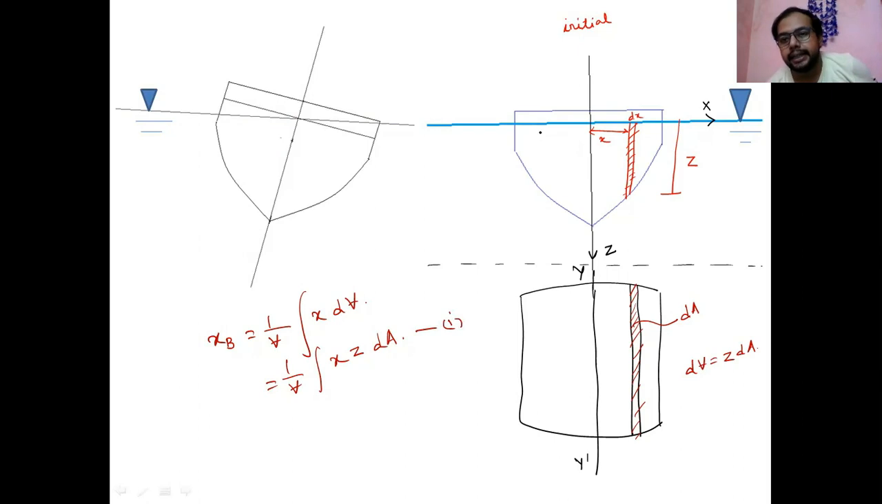So in this condition, the position of the buoyancy is here. This is the position of the buoyancy: 1 by volume, x z dA.